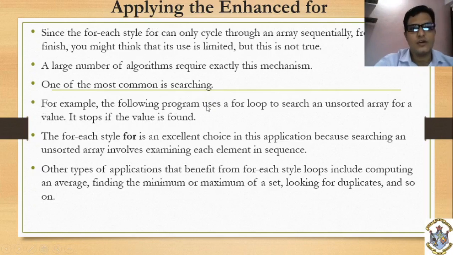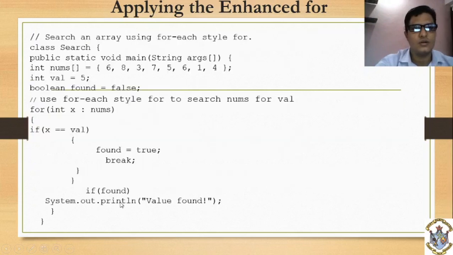For example, the following program uses a for loop to search an unsorted array for a value. So here one more program exists for unsorted values. For unsorted values, these kinds of enhanced for loops are required, and many algorithms need them. Please observe here, they are also used for computing the average, finding the minimum or maximum of a set, searching for duplicates, and so on.